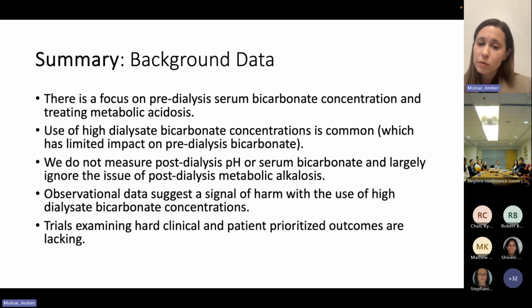However, we do have observational data that suggest a potential signal of harm with the use of high dialysate bicarbonate concentrations. But whether these data are due to confounding or causal remains uncertain. And we are lacking trials examining hard clinical and patient prioritized outcomes in this area.